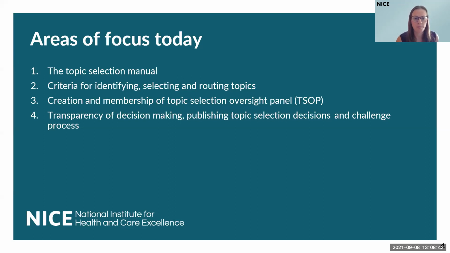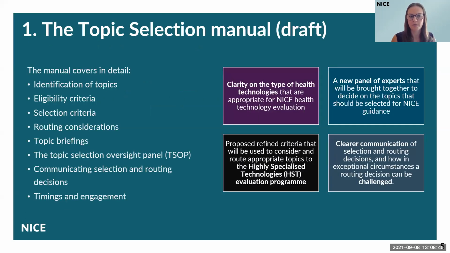So first off, the topic selection manual. So you can see on the left-hand side here that the manual covers in detail these areas: the identification of topics, the eligibility and selection criteria, the routing considerations, topic briefings, the TSOP panel again, and communicating selection and routing decisions, and timings and engagement of the process as a whole that has been missing and was a requirement from stakeholders.